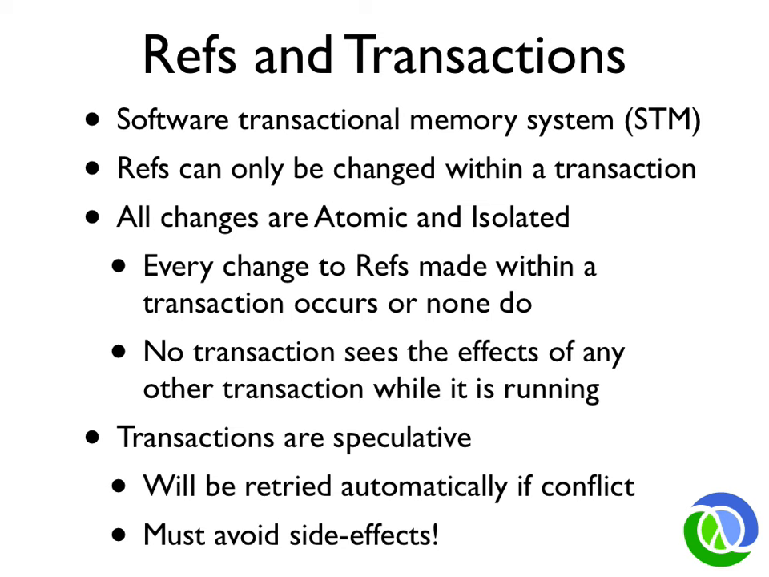So every change made to refs within a transaction occurs, or none do. And no transaction sees the operations of any other transaction. So it's exactly like a database, except it's in memory. What's the result of that? Well, some transactions are speculative. What if we both try to change the same box? Well, only one of us is going to win. The other one's going to have to retry. And those retries are done automatically in an STM. So you're going to go back in, you may see, well, now I can't do what I wanted, or I can do it, I'm going to do it with new data, new information. What that means is that inside a transaction, you have to avoid side effects. I can't enforce that. So if you print in a transaction, you may see it happen multiple times if your transaction is getting retried. So don't print.